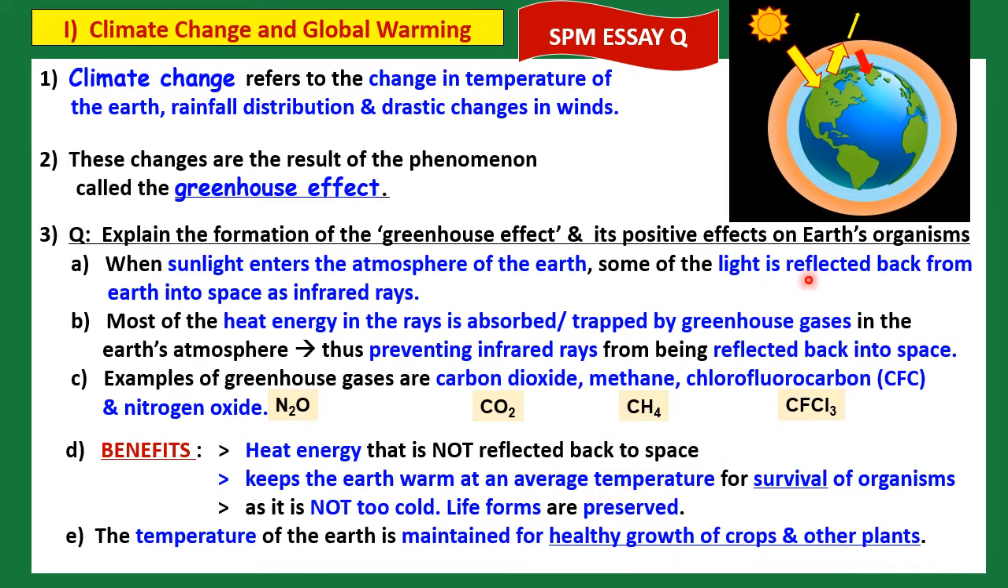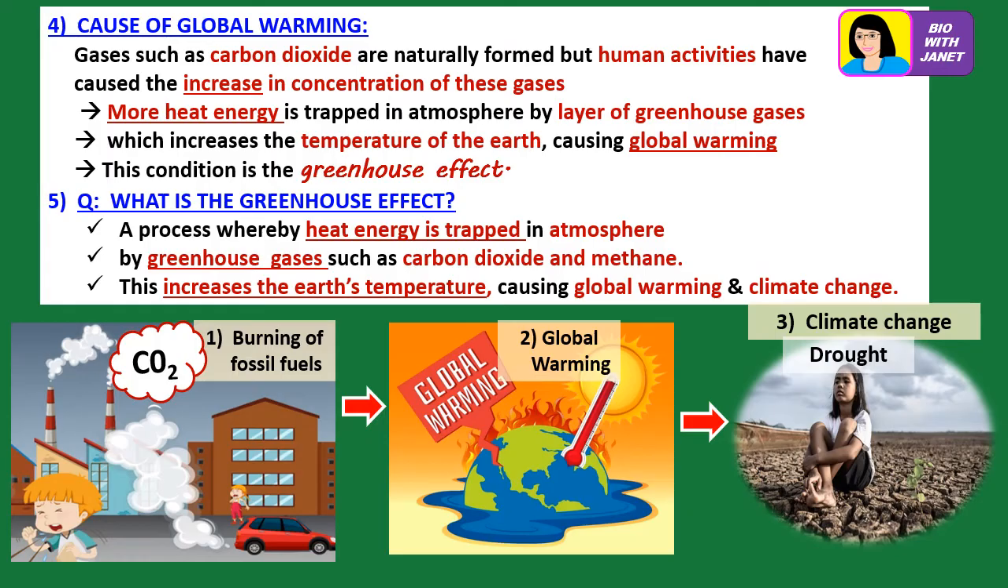But of course, now we know that the layer of greenhouse gases is becoming thicker. The concentration of greenhouse gases is increasing because of human activities. So let's find out more about that. Number 4, the cause of global warming.